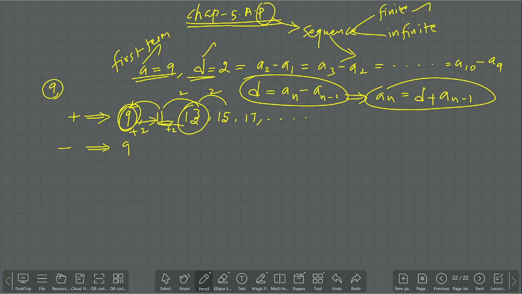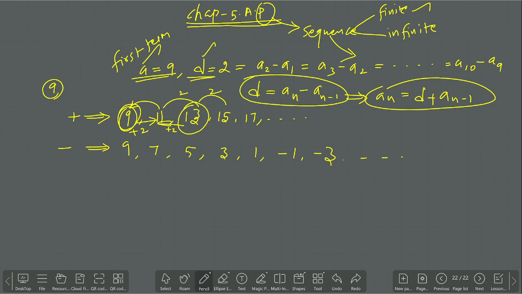Now in the subtraction. Subtracting minus 2, what am I getting? 7. Subtract minus 2 again. Subtract again. Again. Again. So it's going on. Here also, what is the common difference? 2 or minus 2? Think about it. 2 or minus 2?